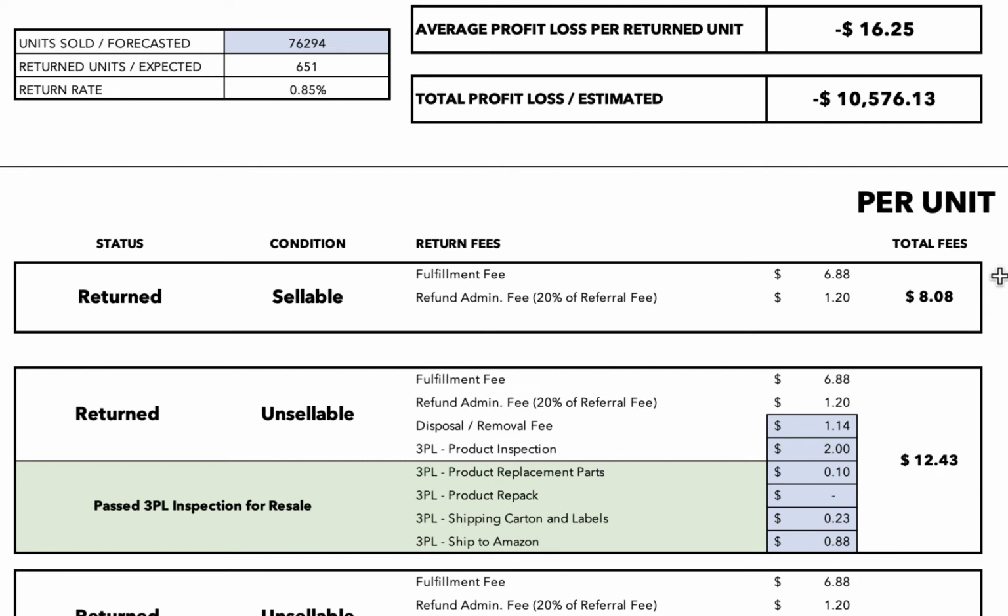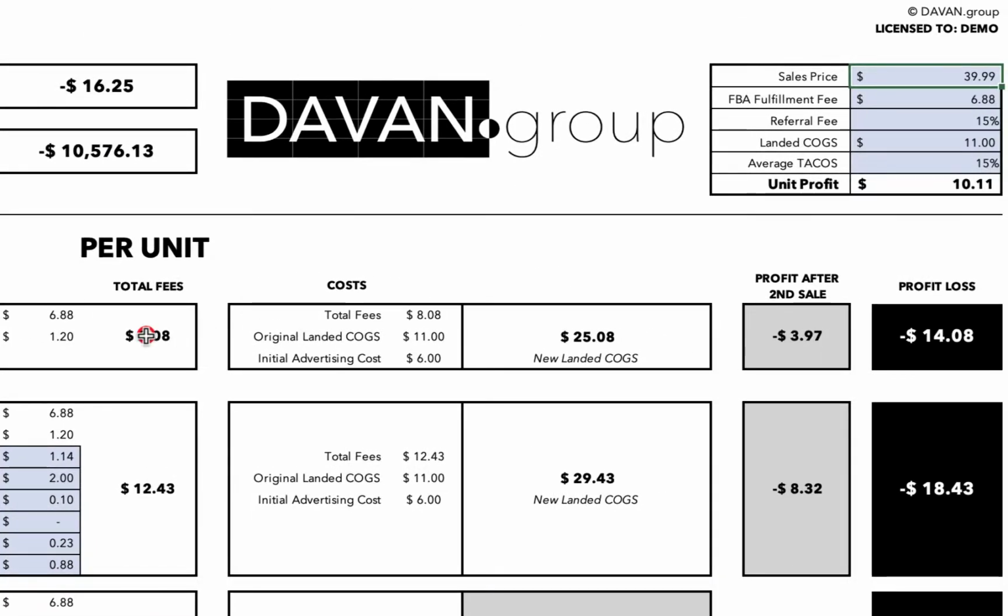But the good news is we can actually resell that unit. So let's take a look at what costs are now associated with that product if I'm going to resell it. First of all, we have that $8.08 fee over here. We have the landed COGS, the original landed COGS, plus our initial advertising costs. Because remember, we sold this unit originally using approximately 15% TACOS.